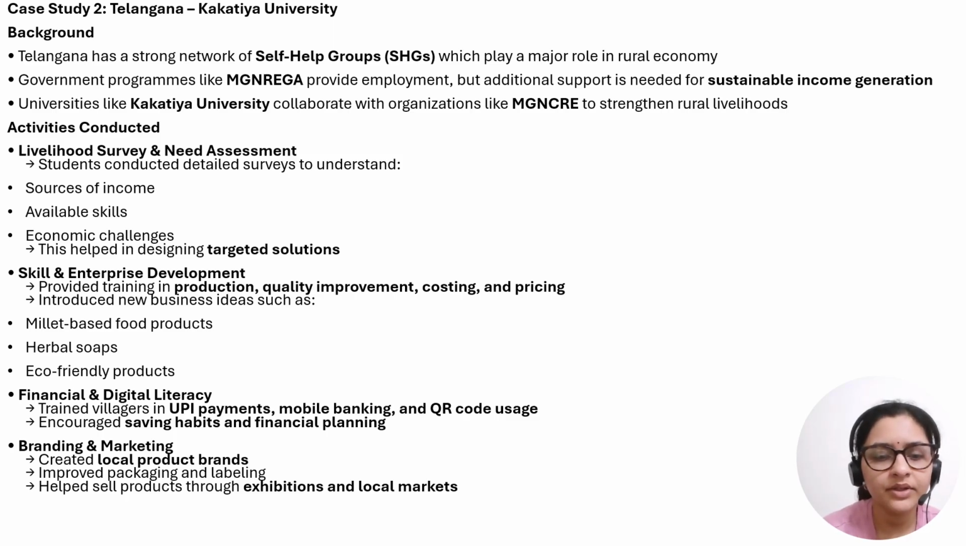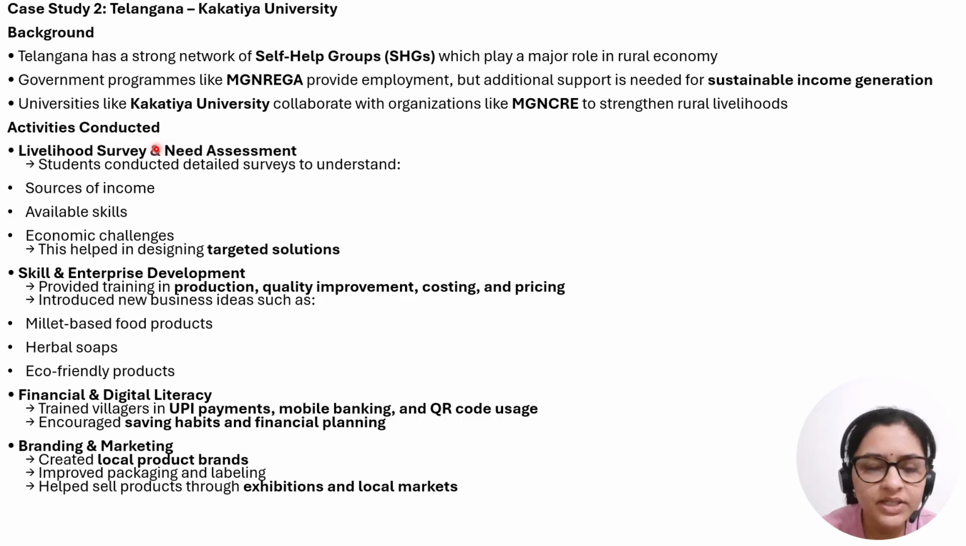So case study 2 is the work that Kakatiya University has taken up in Telangana. Okay. So Telangana has strong network of self-help groups which play a major role in the rural community. So there are various government programs like MGNREGA which provide employment, but additional support is needed for sustainable income generation.